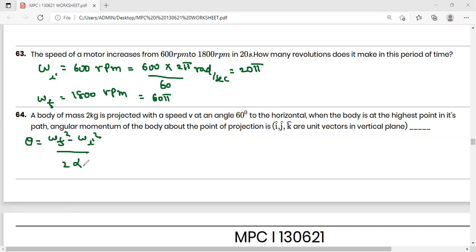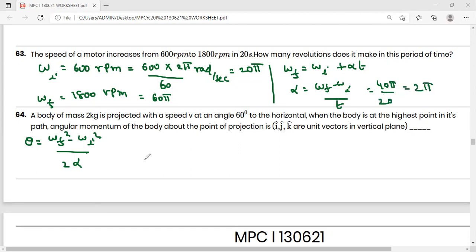And to calculate that, first you should know the alpha value also, no? But you separately calculate alpha. To calculate alpha, you can just use omega final equals omega initial plus alpha into T, just like v equals u plus at. And alpha is omega final minus omega initial by T. The difference is 60 pi minus 20 pi, which is 40 pi, by the time given, 20 seconds. So this is simply 2 pi, which is alpha.